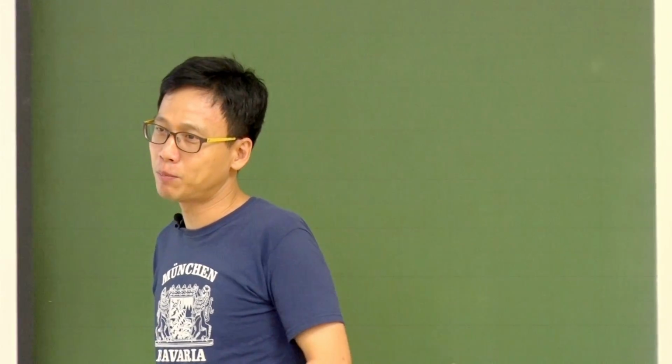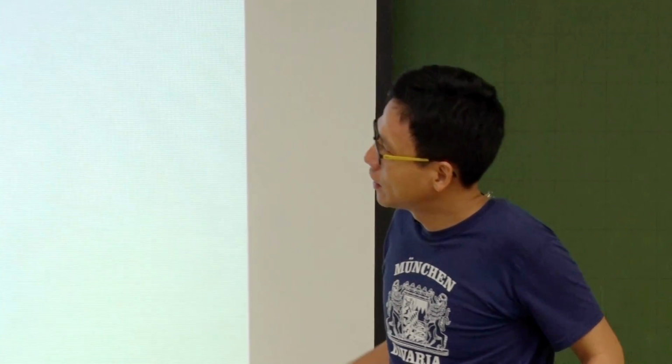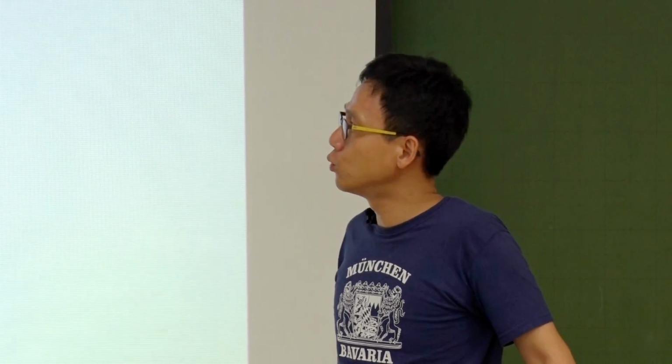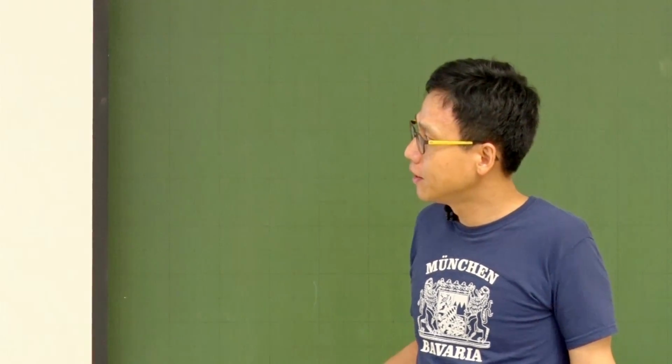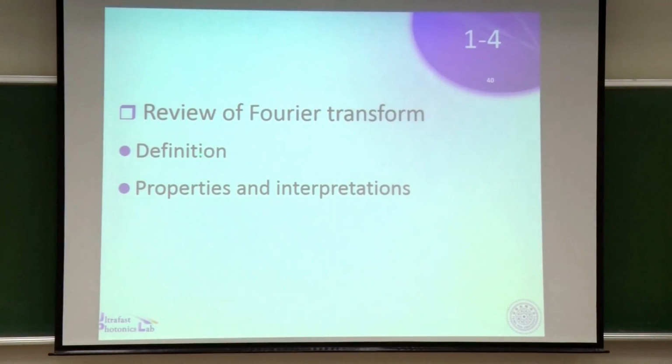We have finished the review about semiclassical laser theory. Now it's about mathematics, a review of the Fourier transform. This is a very useful tool in this subject. So I will show you the definition of the Fourier transform and some important properties and the corresponding interpretations.